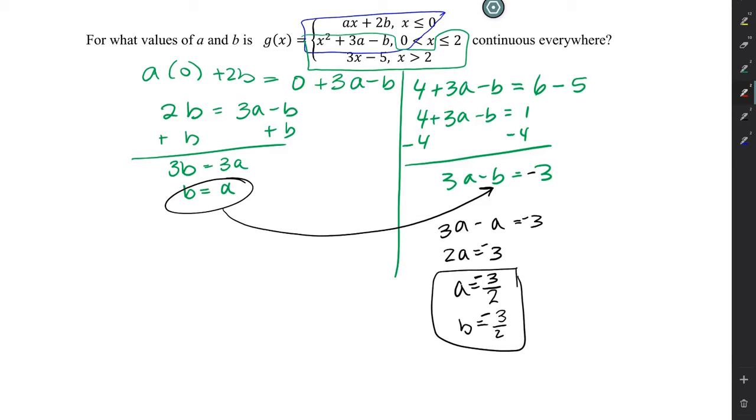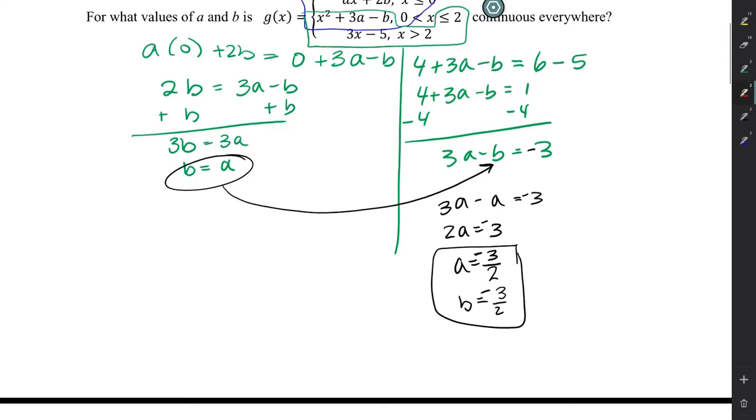Combining like terms, I had 2a equals negative 3. Dividing by 2, I found out that a was negative 3/2. Since a and b are equal, that means b is also negative 3/2.